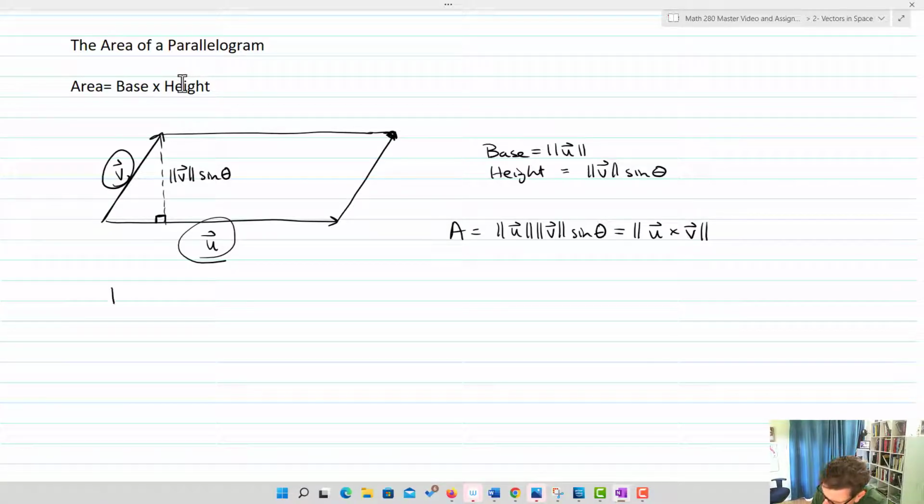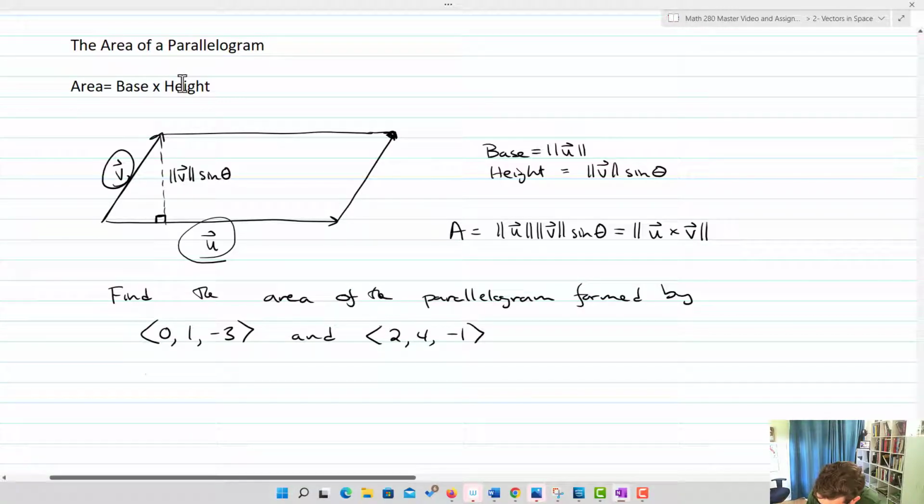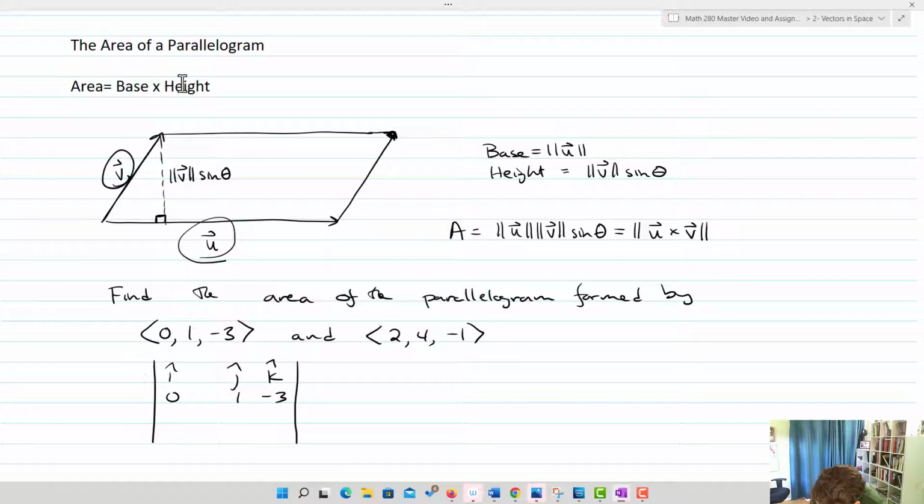So, let's say, for example, I want to find the area of the parallelogram formed by 0, 1, negative 3, and 2, 4, negative 1. Well, I've actually just proven this. It's nothing too terrible. I just have to find my cross product. So I set up i, j, k, and 0, 1, negative 3, 2, 4, negative 1.